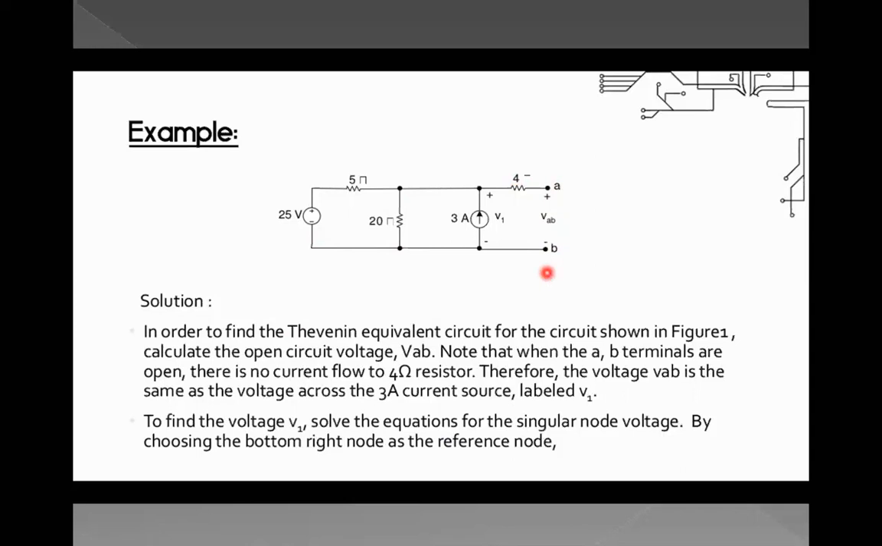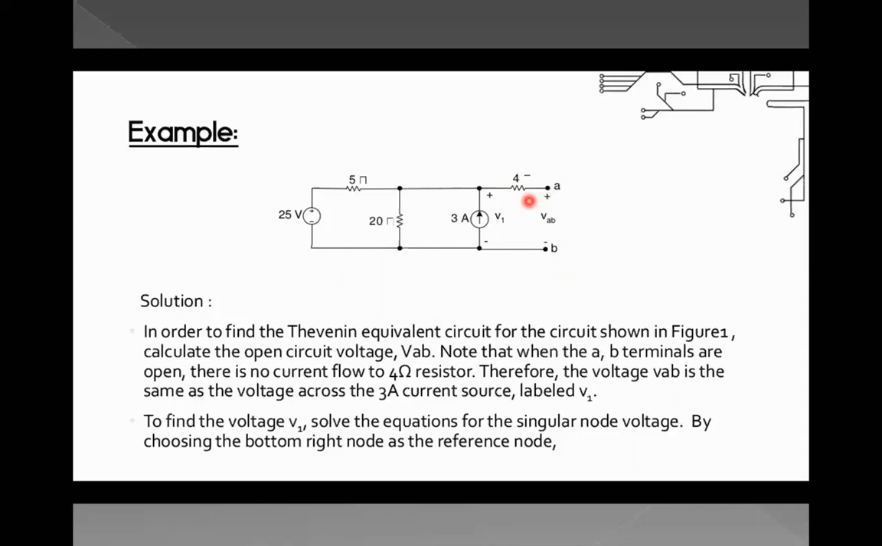So in order to find the Thevenin's equivalent circuit for the circuit shown in figure 1, calculate the open circuit voltage VAB. This is an open circuit voltage because these two terminals we kept open, and we labeled them A and B. Note that when the terminals A and B are open, there is no current flowing through this particular 4 ohm resistor. If this is open, obviously there won't be any current through this branch.